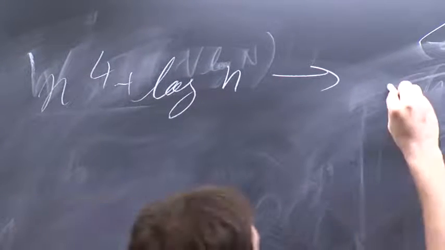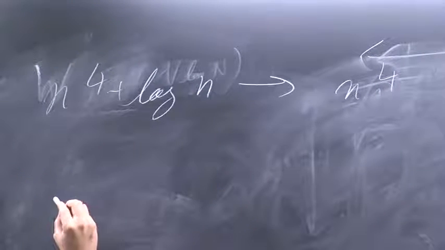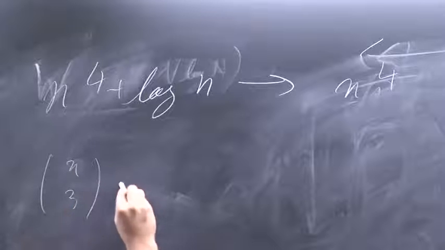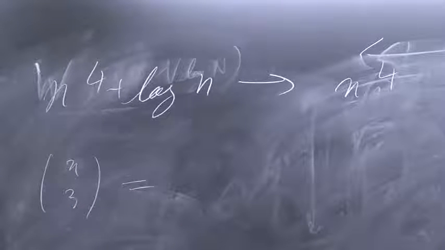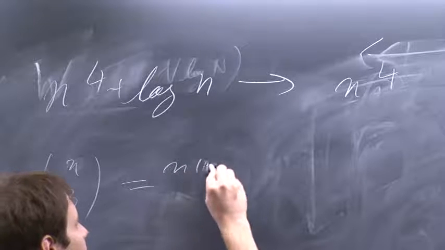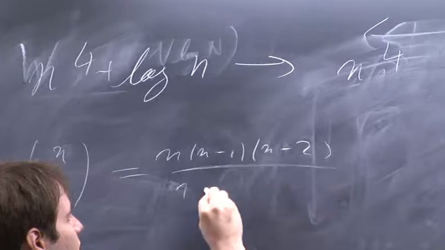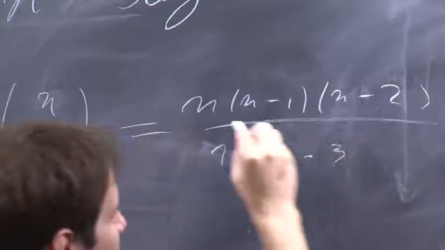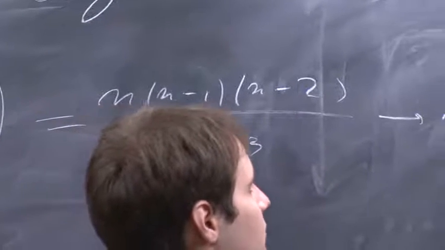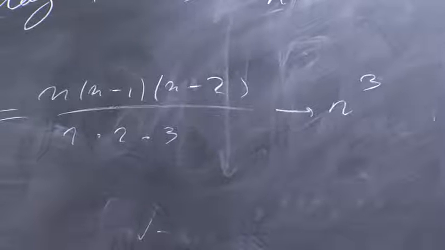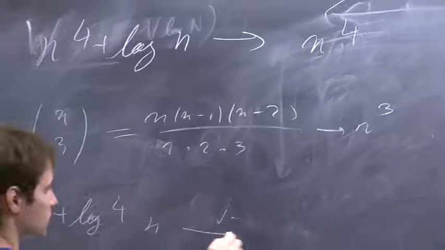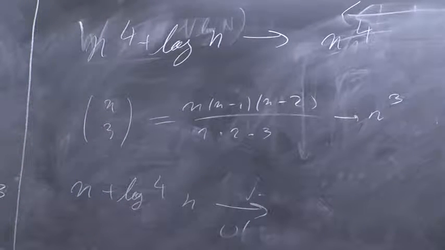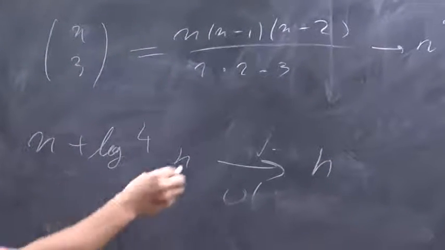What's this? Let's see. N choose 3. What is this? Okay, very good. Why? Something about choose is like n times n minus 1 times n minus 2, over 1 times 2 times 3. It's a factorial over n minus k factorial. So yeah, this comes out to be roughly n cubed. How about n plus log to the fourth of n? Yep. So even if we have a polynomial in a logarithm, it's still dominated by pure n.